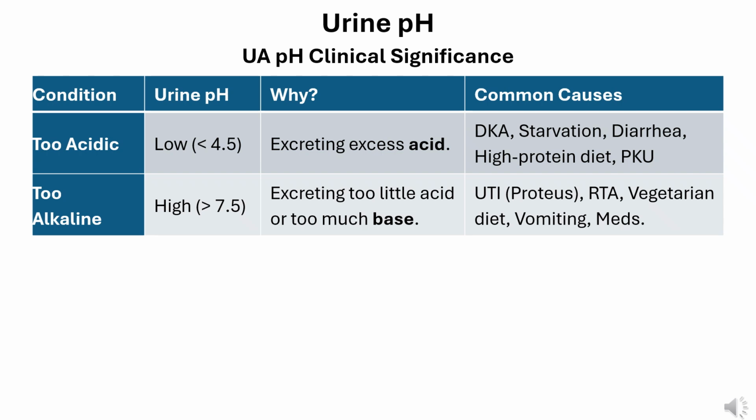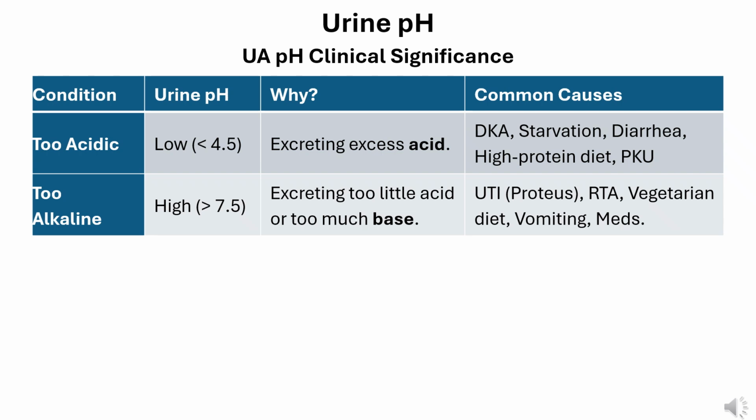Urinary tract infection, UTI, specifically with urea-splitting bacteria like Proteus or Klebsiella. These bacteria break down urea into ammonia, which makes the urine alkaline. Renal tubular acidosis, RTA, type 1. This is a paradox. Even though the patient has acidic blood, the kidneys cannot acidify the urine. The pH stays high, greater than 5.5, despite systemic acidosis.